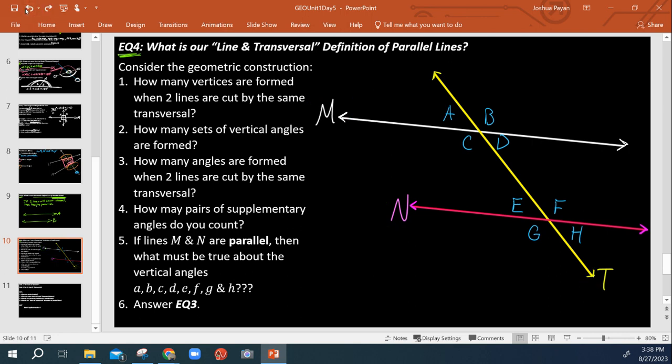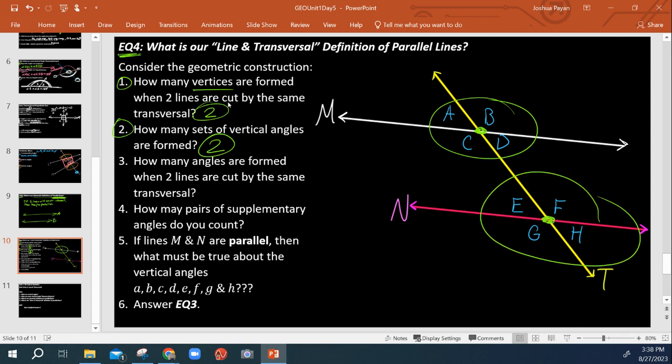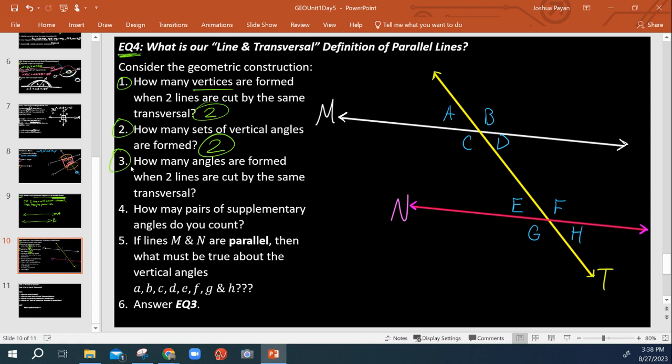So all the same, here we have two lines, M and N, being intersected by the same transversal T, right? And we see we have 8 angles, so there's 2 vertices. That would be our answer here to number 1, right? How many vertices are formed? Well, there's 2. How many sets of vertical angles are formed? Again, 2, right? This is a set of vertical angles formed by this vertex here, and you have the same situation happening here. How many angles are formed? Well, we know that there's 8 because there's 1, 2, 3, 4, 5, 6, 7, 8.